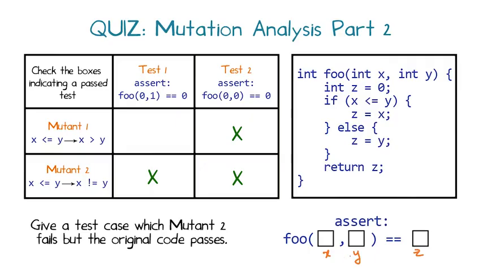This implies that we need to choose x and y so that y is less than x. So any answer where the first input is greater than the second input and where the second input is equal to the right-hand side of this expression will work. For example, foo of 1, 0 equals 0.